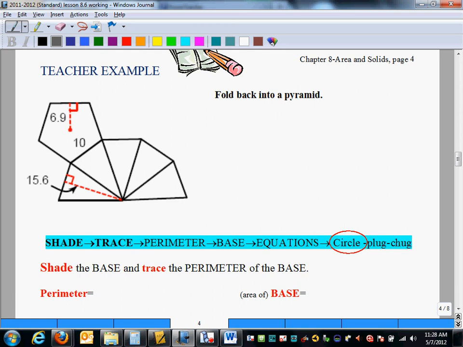Step 1, I'd like you to fold that back into a pyramid. Go. Fold it back into a pyramid.